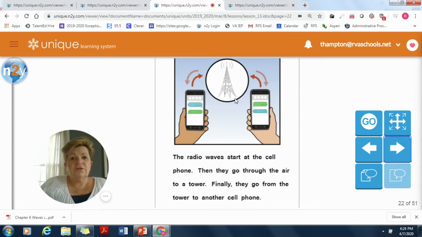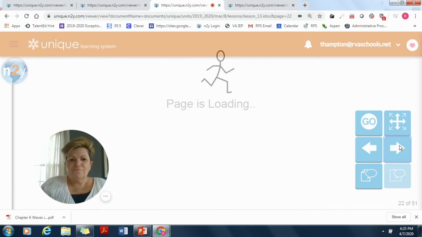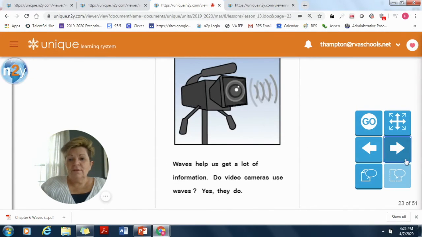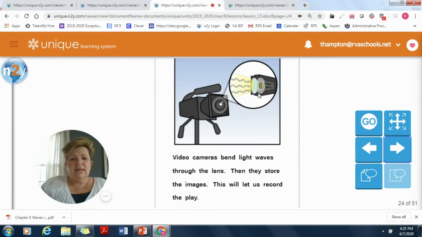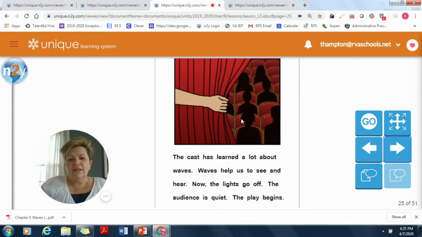Now here's two cell phones and a picture of a tower. Ever been driving down the road and you see these really high towers, like especially on the highway, or sometimes they're actually in people's backyards? Those are cell phone towers that many cell phones use, and we'll see why. We have a camera, then a camera with light waves, and then it looks like we're getting ready for our play, but we can see if that inference is correct.